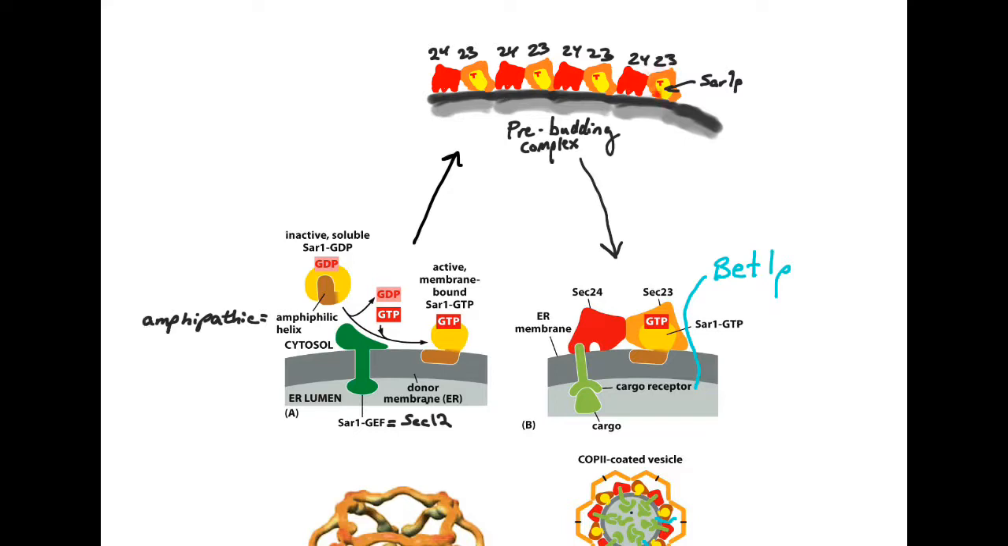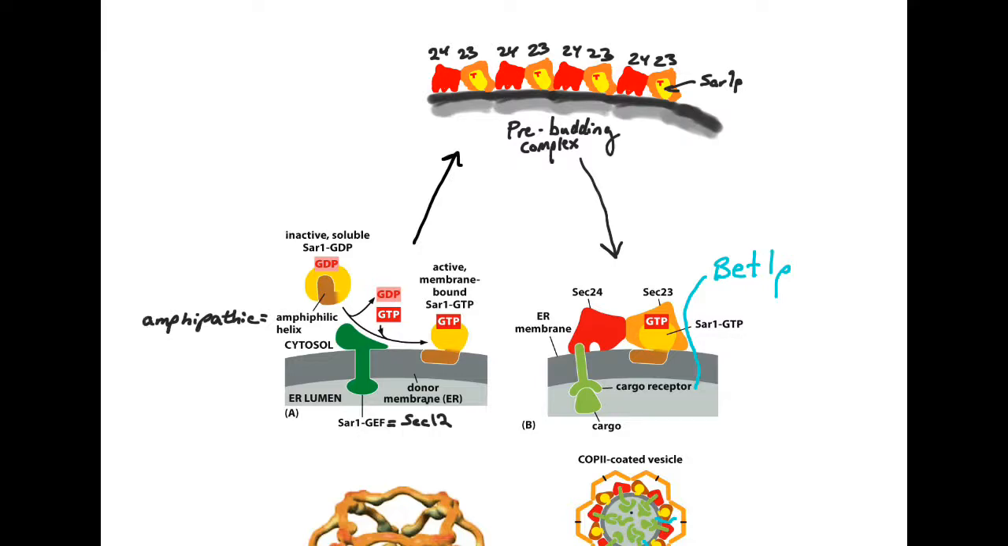Sec23 pretty much engulfs or interacts with the entire surface of SAR1P, like so. But that interaction triggers the additional recruitment of Sec23-24 SAR1P, so that you end up with this layer of Sec23, Sec24 on the ER membrane. Some people think that itself causes curvature of the ER membrane, which is prerequisite to budding. Other people disagree. But in any case, what is agreed upon is that process produces what's referred to as a pre-budding complex, that is the arrangement of these proteins.